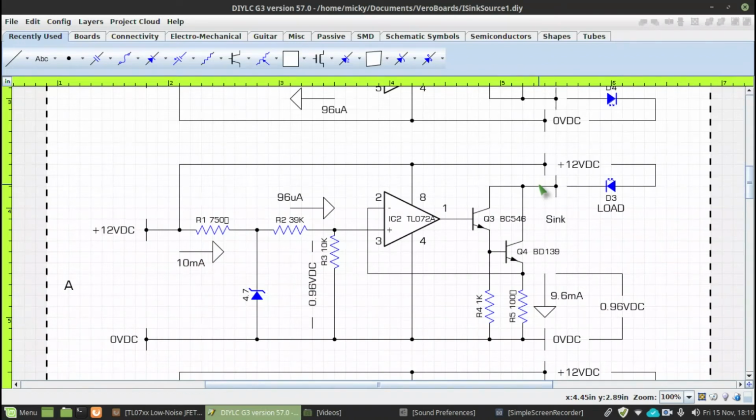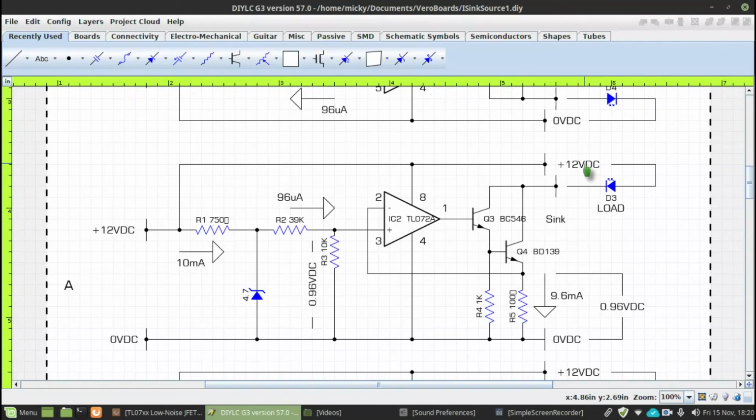There is one limitation, and that is the compliance voltage. The compliance voltage here is plus 12 volts DC, and so therefore your resistive value, if you use a resistor as a load, would have its upper limit. The only way you would achieve 9.6 milliamps on higher value resistors is to increase this voltage here.